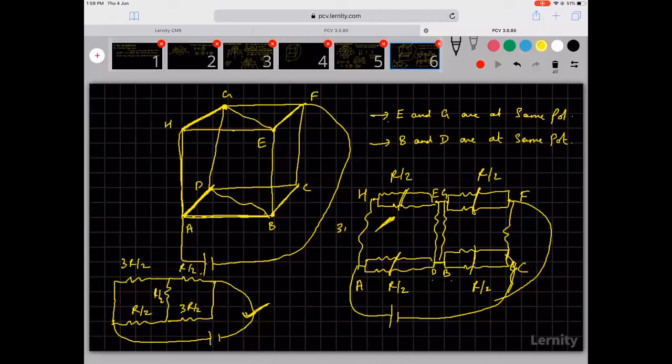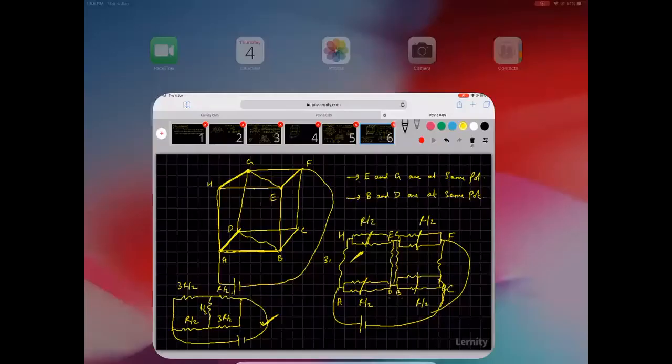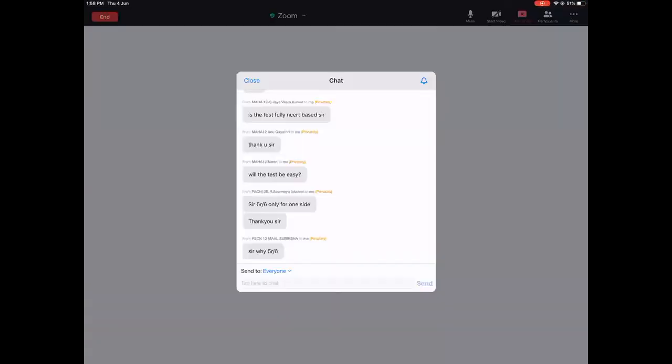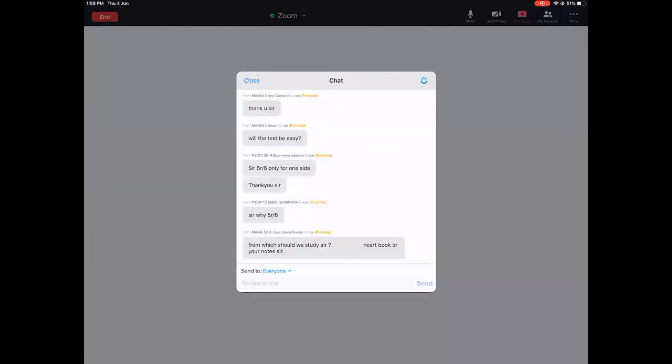Okay, so if you can think about it and make notes, let me go to the chat and find out. Yeah, please study the notes, keeping the NCERT textbook in front of you. So Biksha, I didn't understand your question. Why 5R by 6? I didn't understand that.